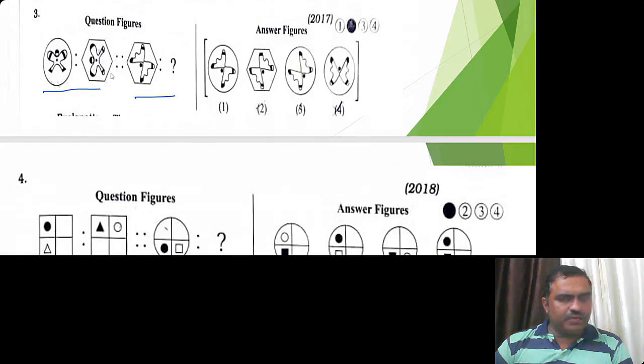Yes, option number 2 is right. But can you tell me how? It is already given there. Yes, the answer is already given here. But how? My question is how? Can anybody tell me?